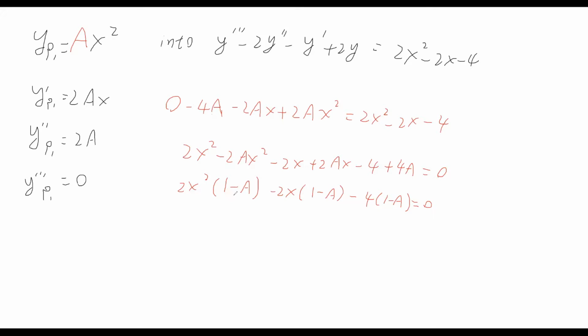So the only way to make everything 0 is when 1 minus a's are 0, right? And that's very nice. It tells us that a is equal to 1, right? So our particular solution, or y1, for this differential equation is just 1 times x squared, which is x squared, okay? Which is very nice. All right, now let's look at the second one.